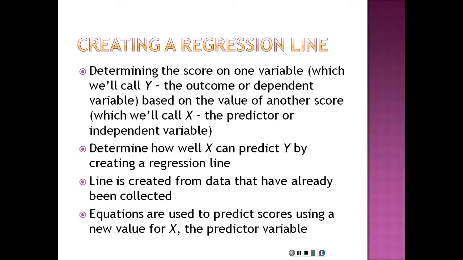So how can we create a regression line? The simplest way to think of a prediction is that you are determining the score on one variable, which we'll call y, which we can call our outcome or our dependent variable, based on the value of another score, which we'll call x, and that will be our predictor or our independent variable. The way that we can find out how well x can predict y is through the creation of the regression line I mentioned earlier. This line is created from data that have already been collected, and the equations are then used to predict scores using a new value for x, the predictor variable.